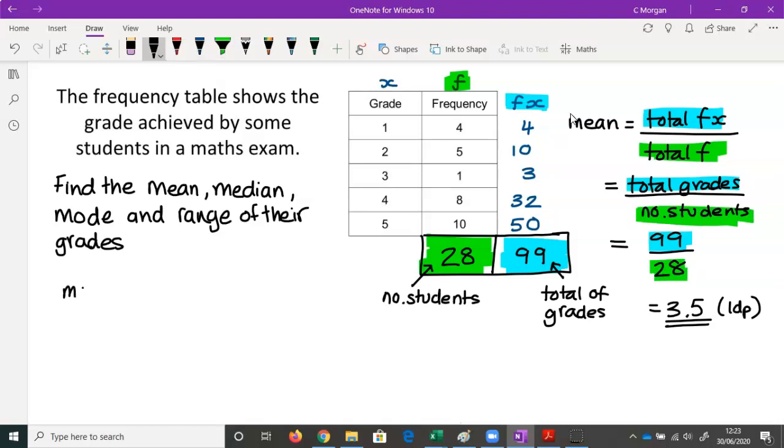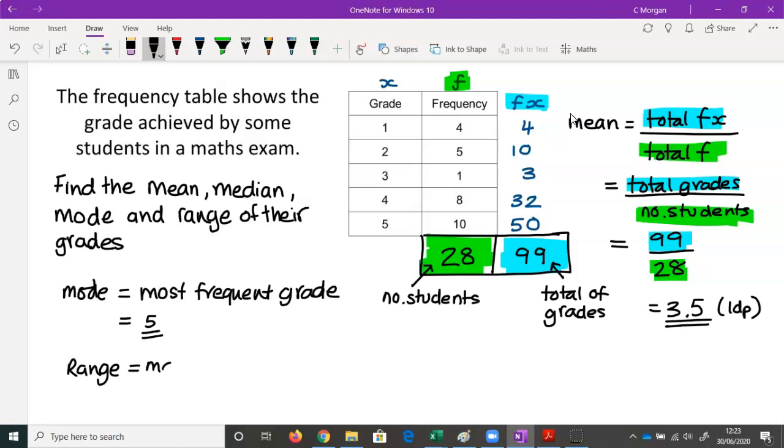If I was looking up the mode, remember it's the most common or the most frequently occurring grade. So I'm going to write down the most frequent grade. The most frequent or the most common grade that anyone got in this class was a grade 5. The range is always the biggest grade take away the smallest grade. So I can see the highest grade anyone got was a 5 and the lowest grade anyone got was a 1, which is a range of 4 grades.